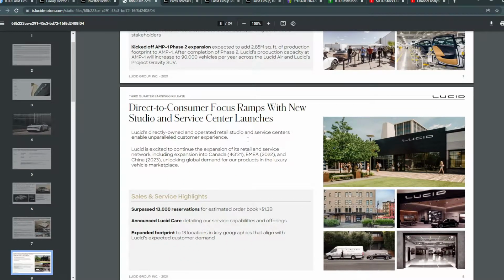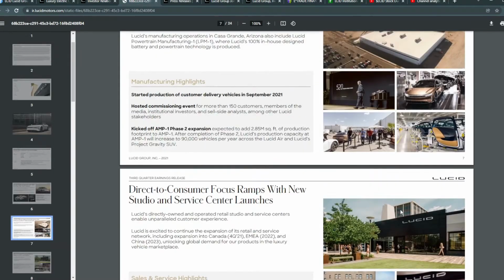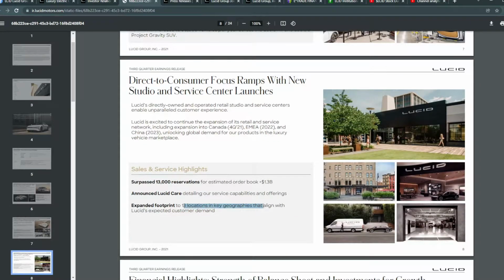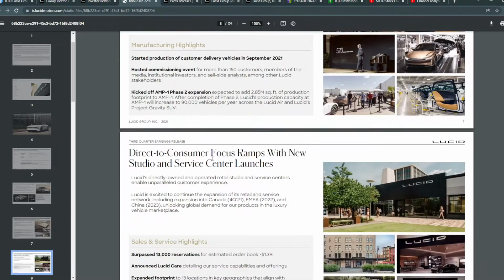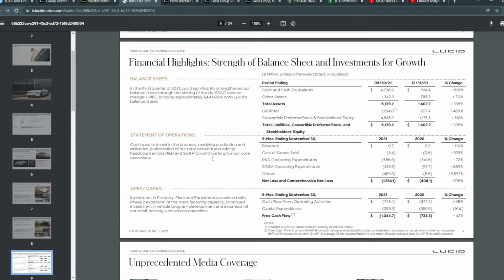hotspots of just basically luxury areas, you might have already seen some of their showrooms around, or at least over videos. And they have around 13 locations in key geographies, geographical locations that align with Lucid's expected customer demand. Now, they have more than 150 customers, members of media, institutional investors, and sell-side analysts among other Lucid stakeholders for manufacturing highlights. They also, again, we already mentioned the kickoff for the facility upgrade for 2.85 million square feet. In terms of their total assets, you're able to see year over year.